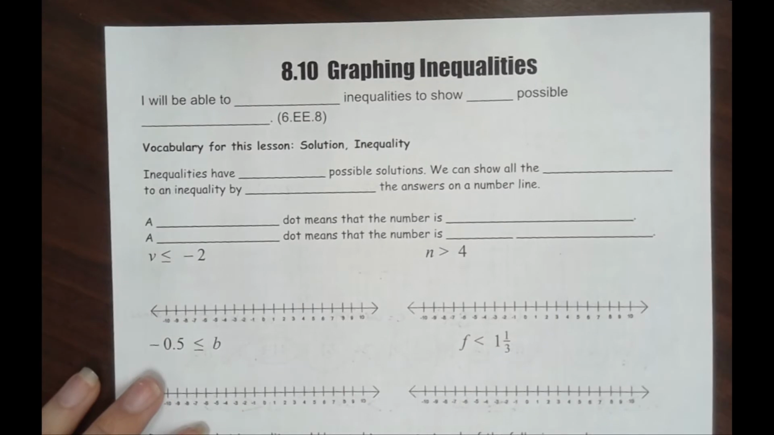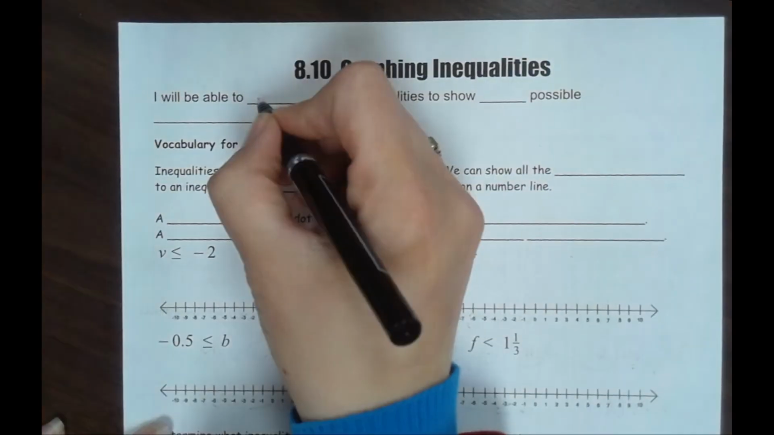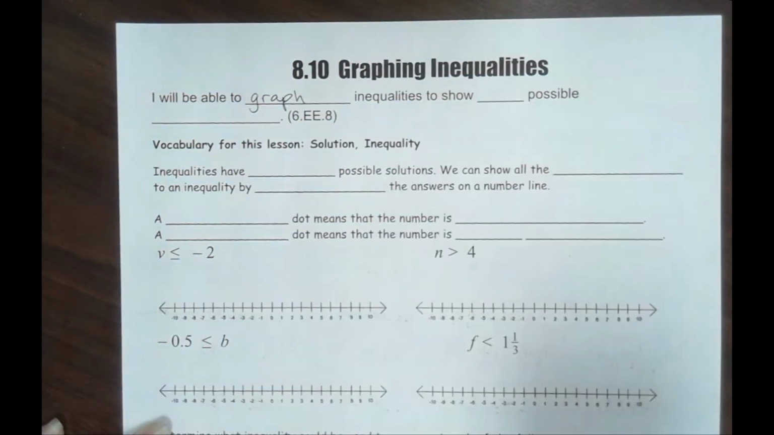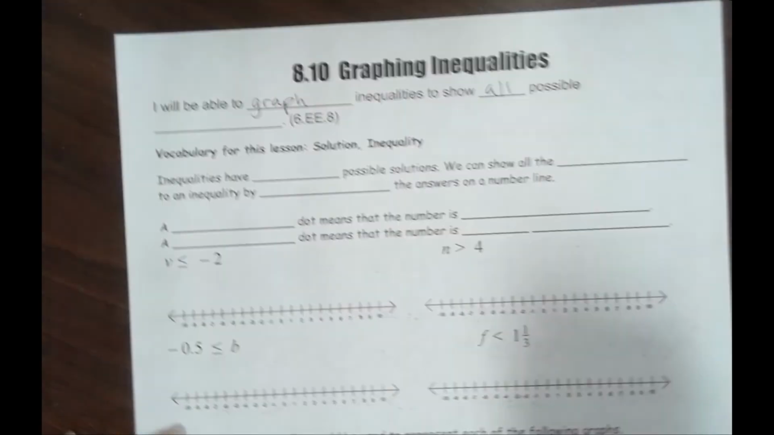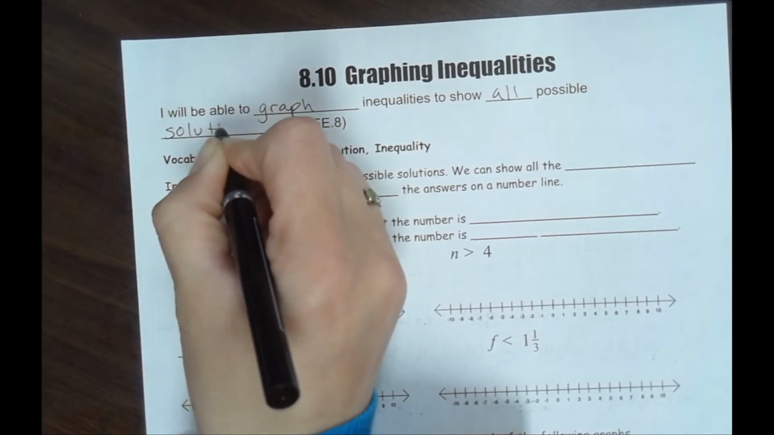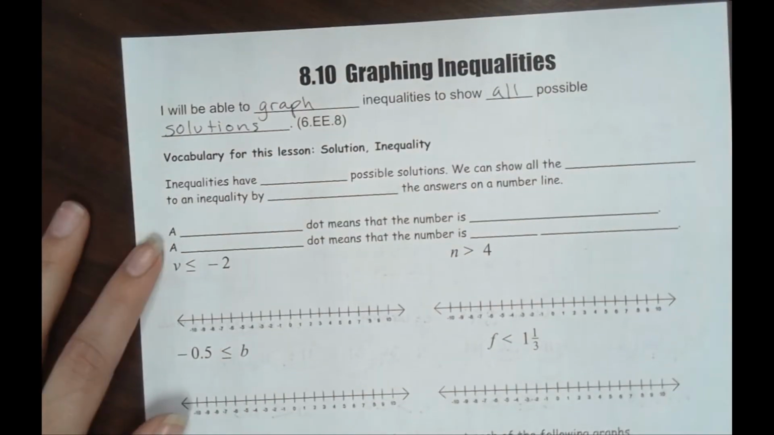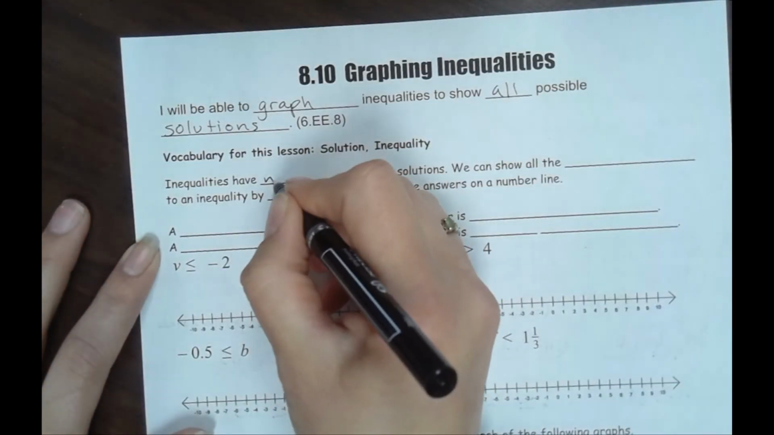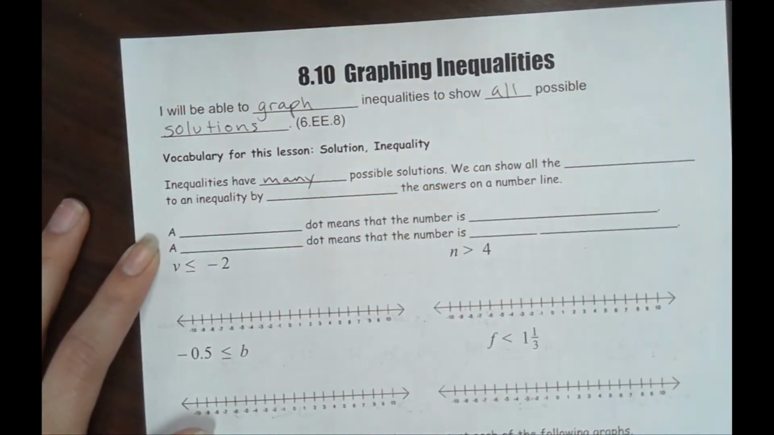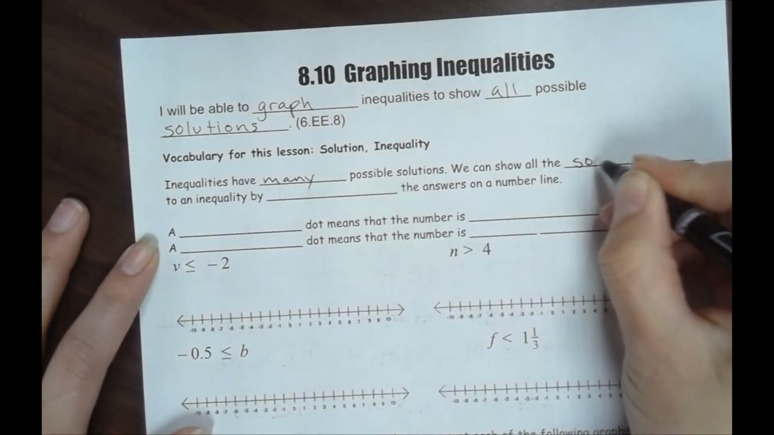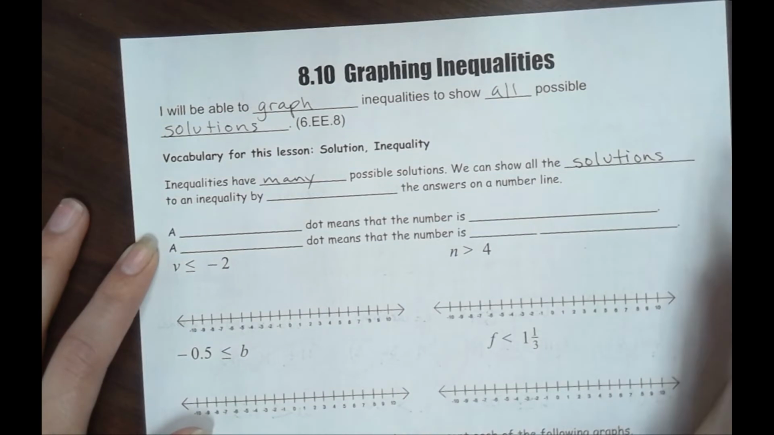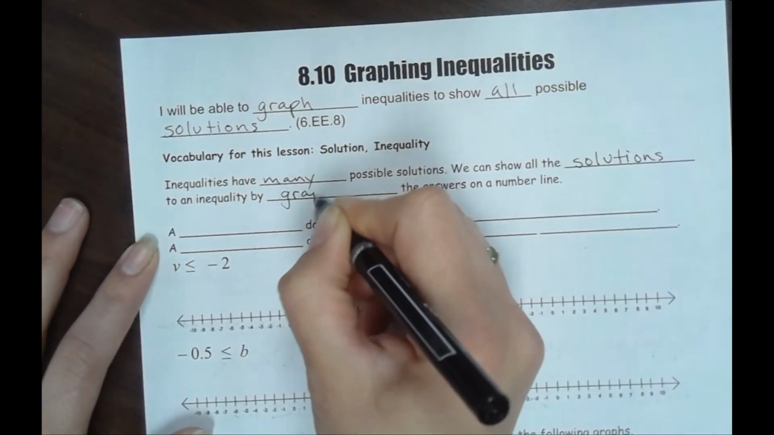We are graphing inequalities. I will be able to graph inequalities to show all possible solutions. Vocabulary for this lesson. Solution, remember, is any number that can be replaced for a variable that makes a statement true. And an inequality is when we are comparing two numbers that are not equal to each other. So, inequalities have many possible solutions. We can show all the solutions to an inequality by graphing the answers on a number line.